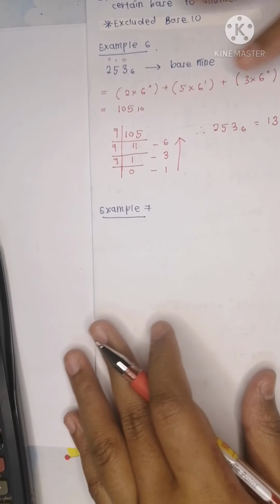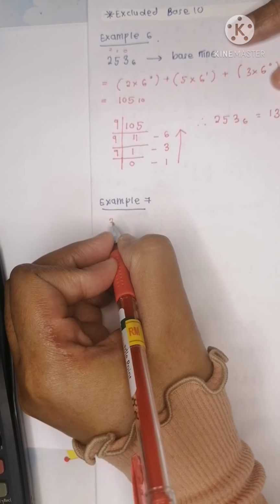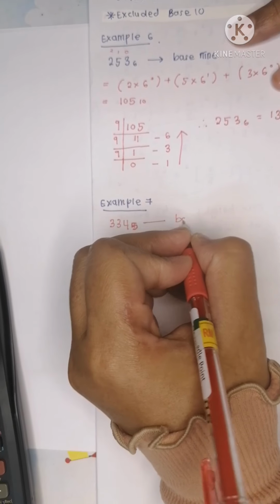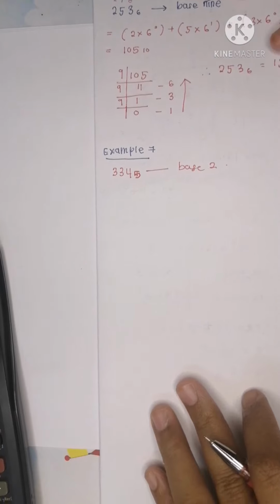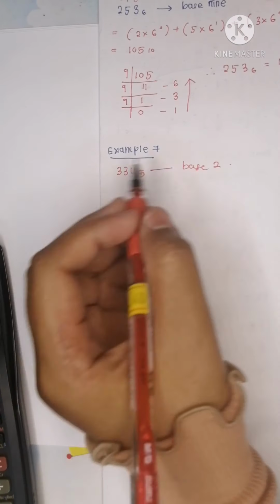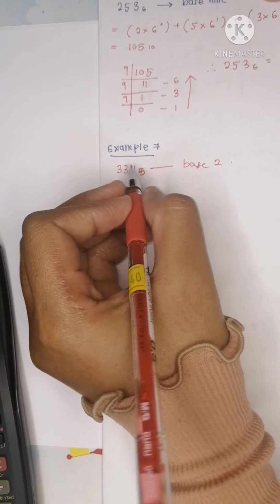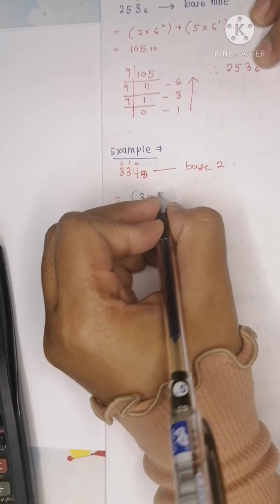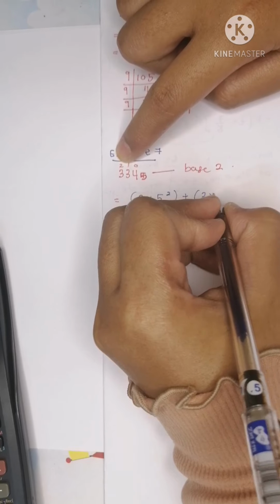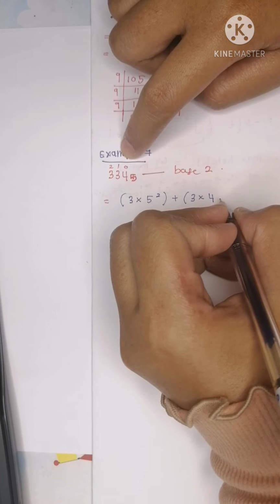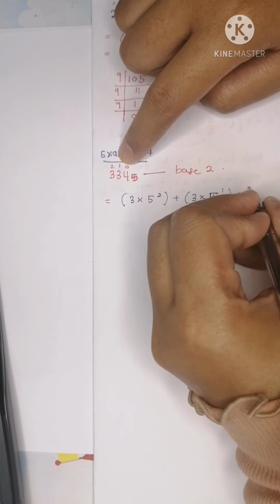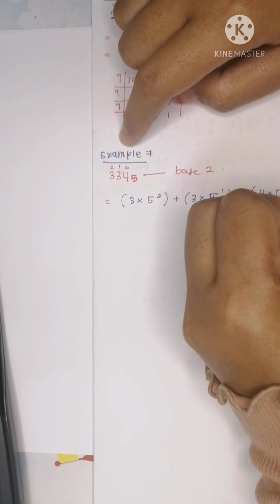Okay, now look at this one. In your textbook, for example 7, the question asks you to convert 334 base 5 into base 2. So how do you want to do it? As usual, you need to change this one into base 10 first. So 0, 1, 2. Then 3 multiply 5 to the power of 2 plus 3 multiplied by 5 to the power of 1 plus 4 multiplied by 5 to the power of 0.